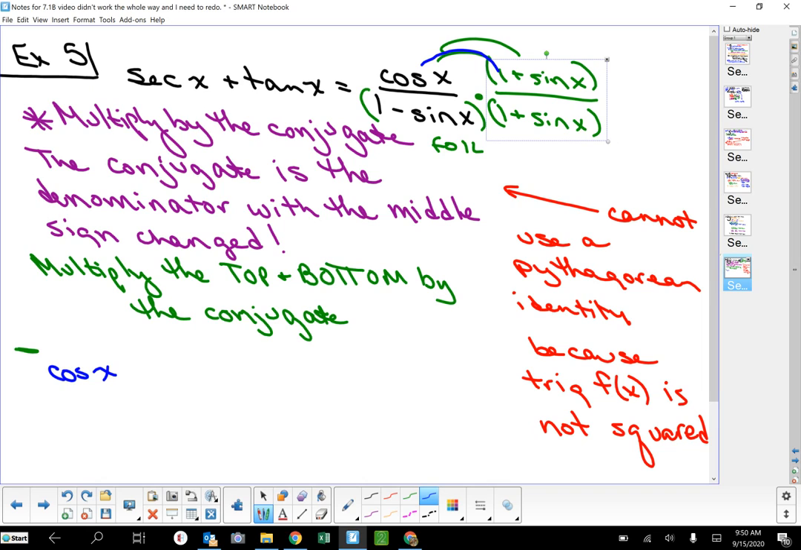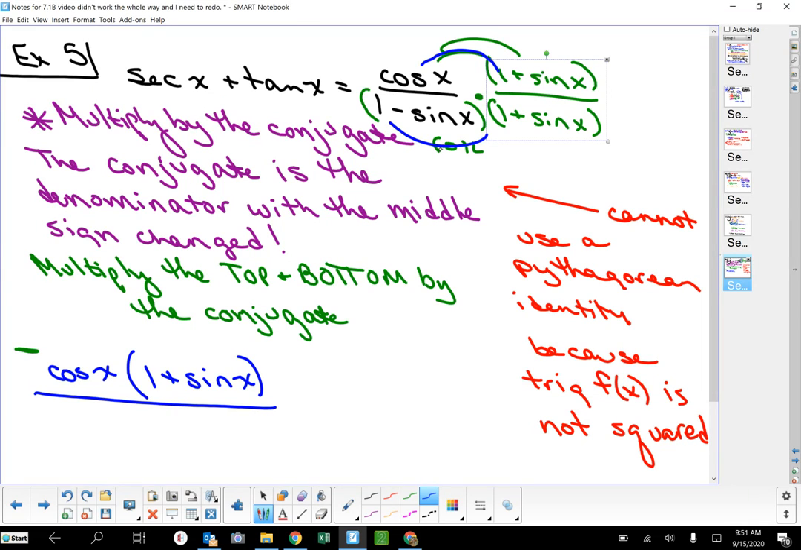Sometimes the best thing to do is to leave your numerator in its factored form and don't multiply things out until you know if it's going to be useful or not. So I'm going to leave this like this for now. And then we'll FOIL out the bottom.